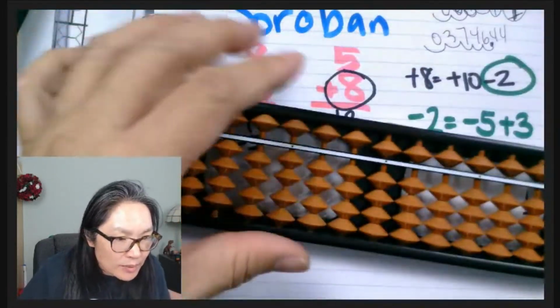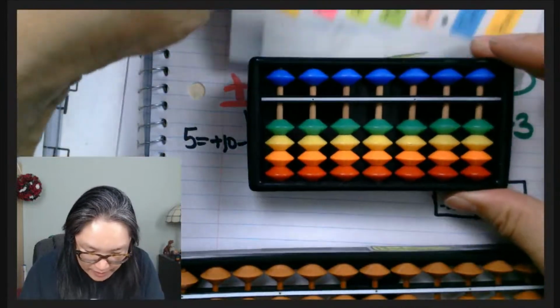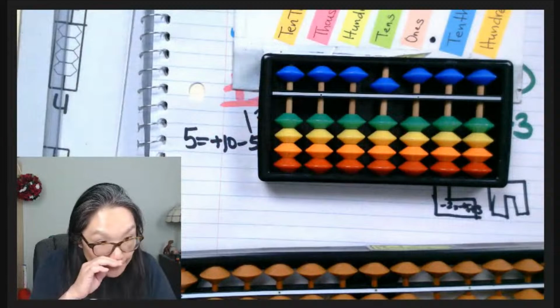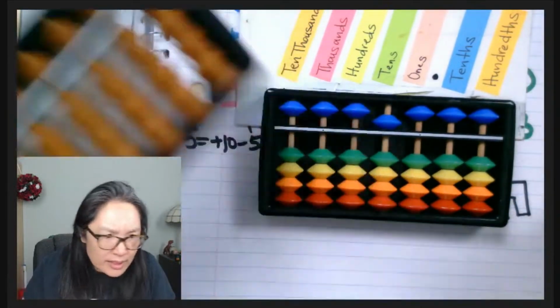In the tens place is 50. Yes, exactly. So if we have the tens place, we have our ones, we have our tens. That would be 50.